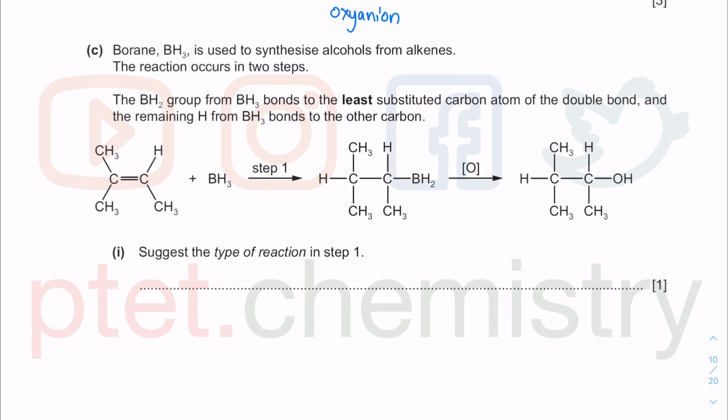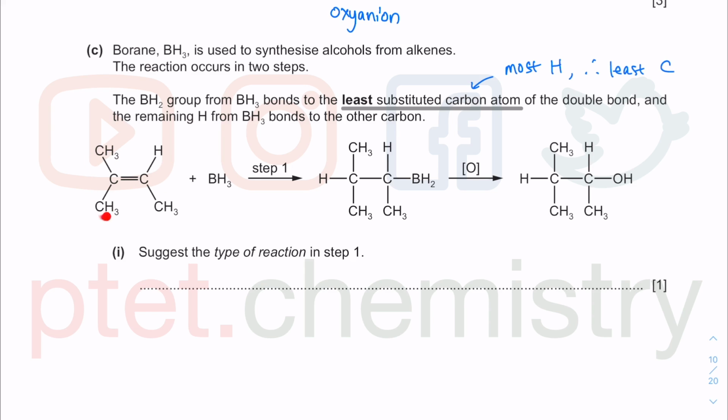Part C, boron is used to synthesize alcohol, so you can make alcohol from alkene. This is not your usual A-level chemistry. What do we know? The BH2 group from BH3 bonds to the least substituted carbon. The least substituted means it has the most hydrogen, therefore the least carbon, because the more carbon you have, the less hydrogen. So if we look at this alkene, the least substituted carbon is this one because it's got 1 hydrogen.